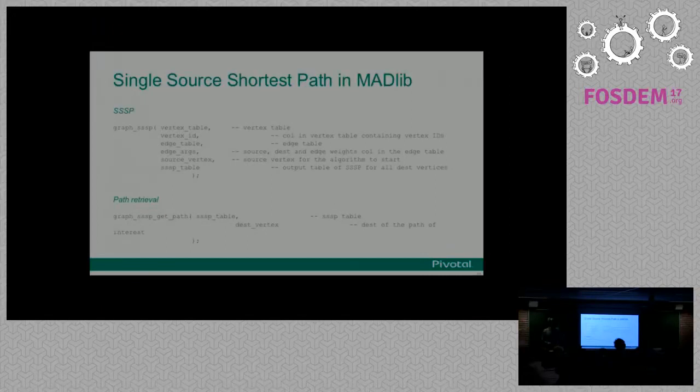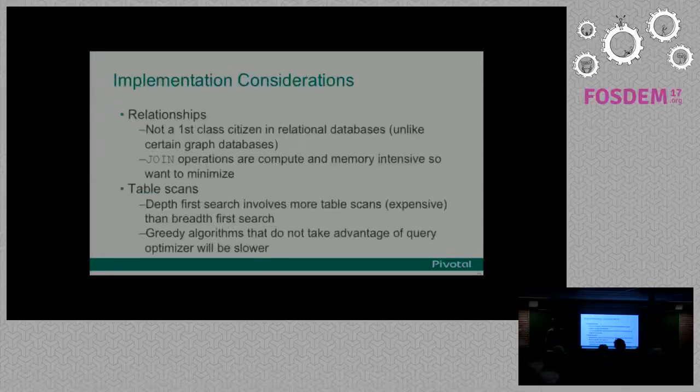So I wanted to talk a little bit about implementation considerations, which maybe go beyond just the single source shortest path, and which go beyond Greenplum and MADlib. This is around graph on MPP.